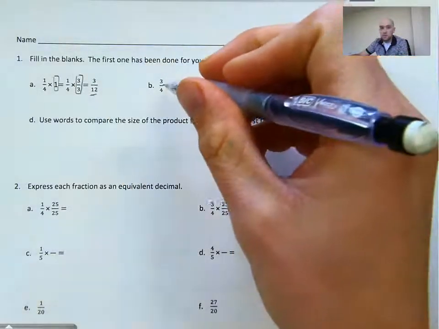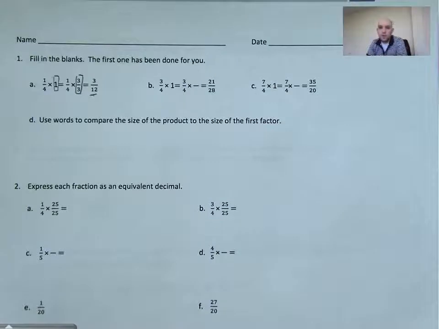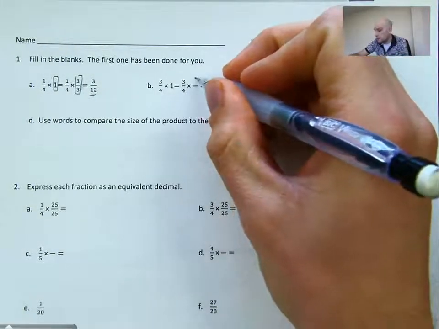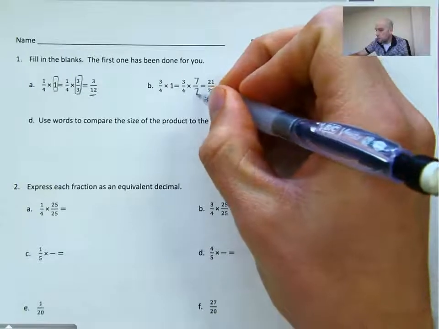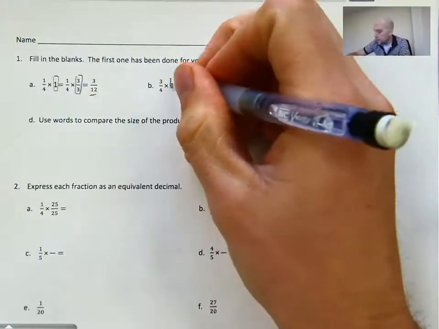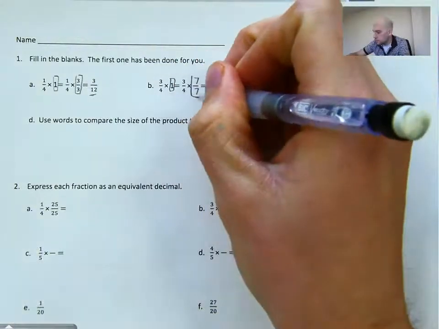Letter B says 3/4 times 1 equals 3/4 times blank equals 21/28. So we have to make 3/4 into 21/28. Well, 3 times 7 is 21. 4 times 7 is 28. So that 1, in this case, will be 7/7.